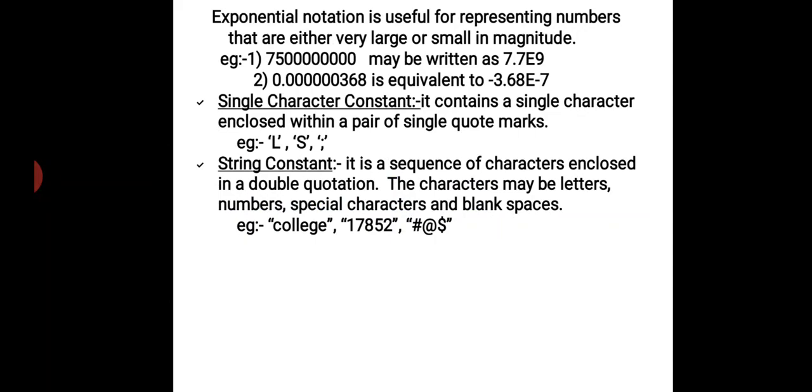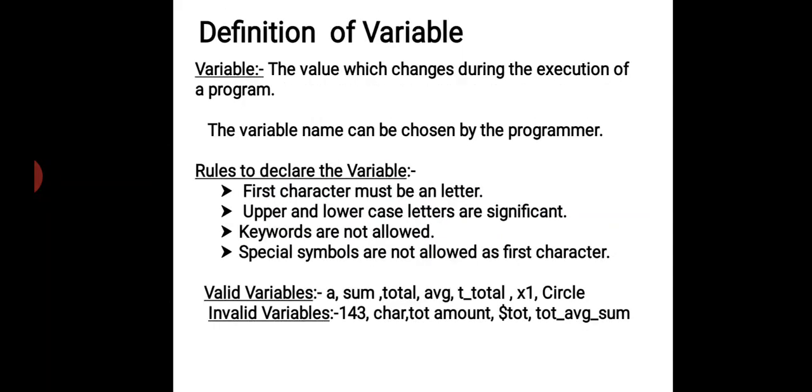Second one is string constant. It is a sequence of characters enclosed in double quotes. The characters may be letters, numbers, special characters, and blank spaces. These are all string constants. Example: "college". College is a group of characters enclosed between double quotes. Next one is numbers, enclosed between double quotes. Third one is notations. These are all string constants.